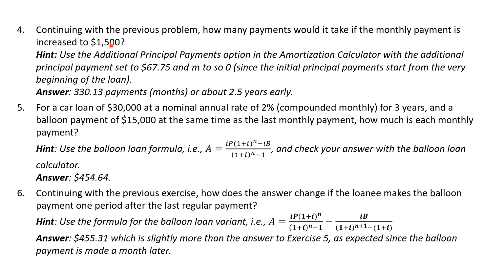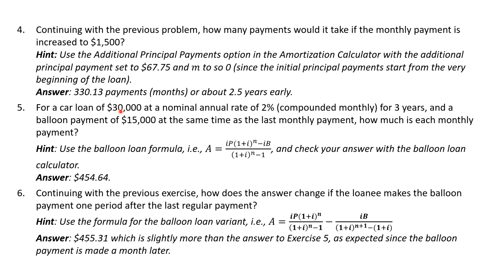And since they're going to start these additional payments from the very beginning, then the value for M in the calculator would be 0. If you plug those things in, you'll see the couple will pay off the loan in 330.13 months, so you have to round that up to 331, or a little bit less than 2.5 years early.